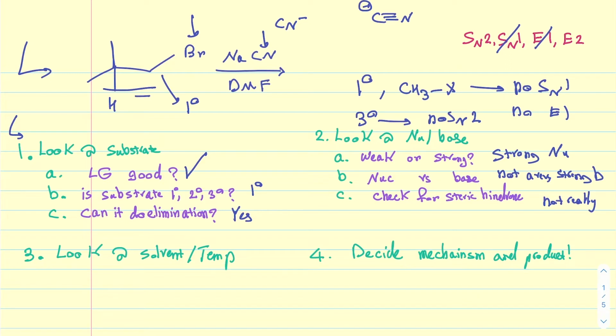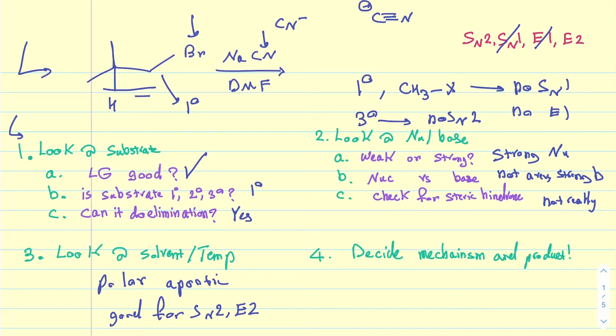Well, the reaction arrow doesn't say anything about the temperature, but it's using a polar aprotic solvent, which is good for both SN2 and E2, so that doesn't tell us anything. And then at the end of the day, I'm gonna basically compile the information that I gathered and determine a mechanism based on that. So step 4, we have to determine a mechanism and determine the product.